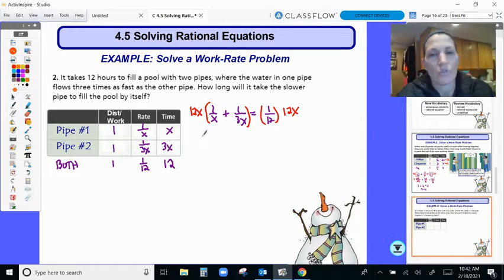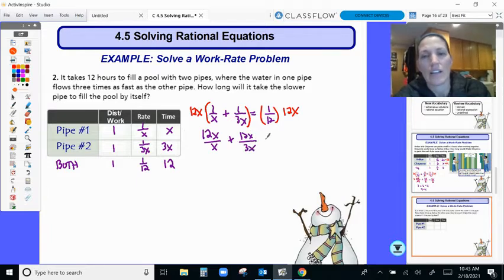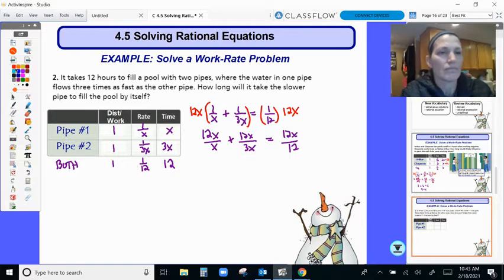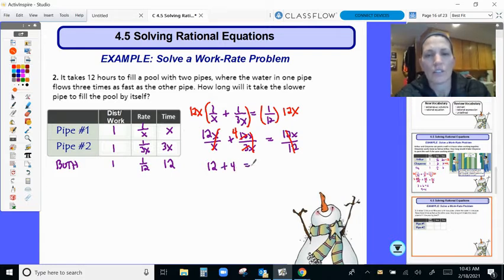And so now I will have 12x over x plus 12x over 3x is going to equal 12x over 12. The x's cancel out here and here, the 12's cancel out there, and 3 goes into 12 4 times. So we have 12 plus 4 equals x. So 16 equals x. That means that one pipe can fill this in 16 hours.